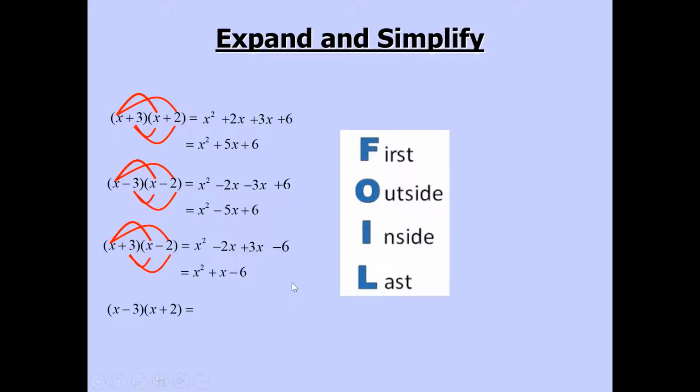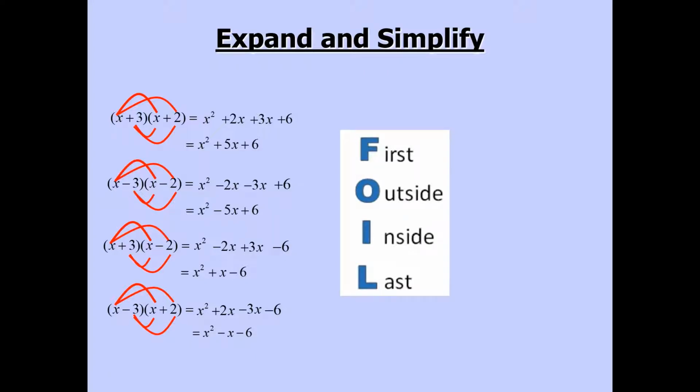Final example here, so x times x again is x squared, x times 2 is positive 2x, negative 3 times x is negative 3x, and negative 3 times 2 is negative 6, and then we can simplify that, so it gives you x squared minus x minus 6. So this is the FOIL method.